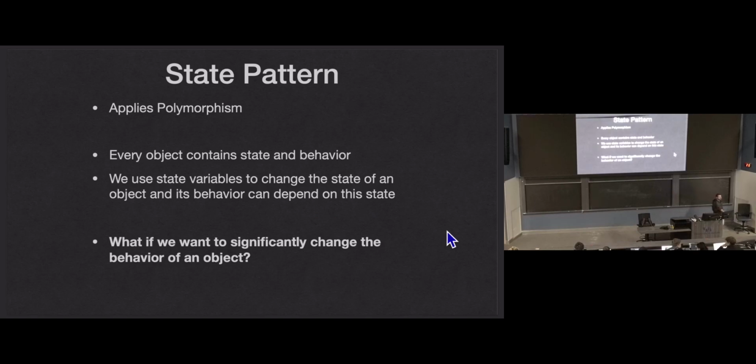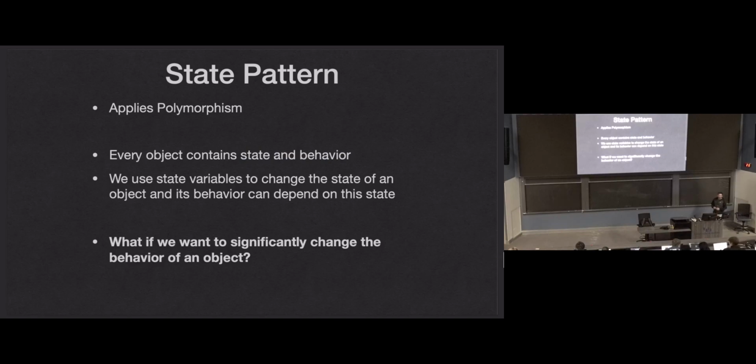So the state pattern is a good application of polymorphism. If you're still fuzzy on polymorphism, this one's going to be tough to understand. But if you're good on polymorphism, here's a cool way that we can use it to change how our code works. So every object has state and behavior. This is something we've been talking about since week 3 when we first introduced classes and objects. Every object has state and behavior.